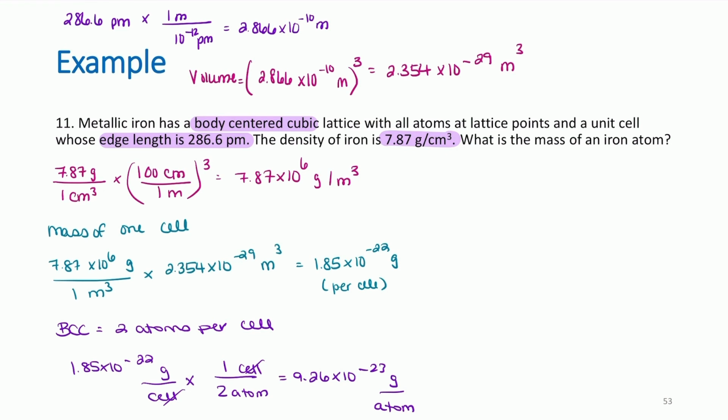Check this by using your answer. So this is telling me that I've got 9.26 times 10 to the negative 23rd grams per atom, okay? What I want to do, though, is check my answer by calculating the mass of 1 iron atom.